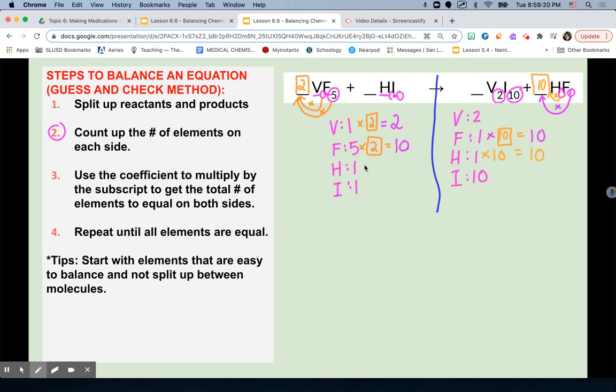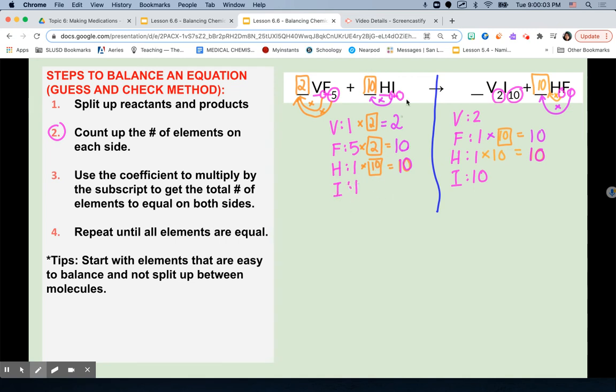So then I need to ask myself, okay, if H is messed up, this 1 from H for the subscript times what's in the orange box will give me a total of 10 to match the other side. Right, so in this case, let me fix this to pink. So in this case, 1 times what equals 10? Well, 1 times 10 is 10. Right.